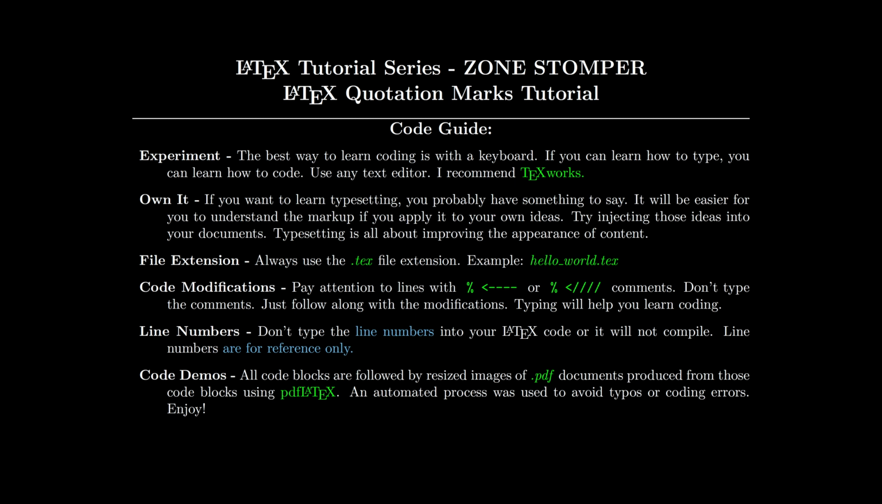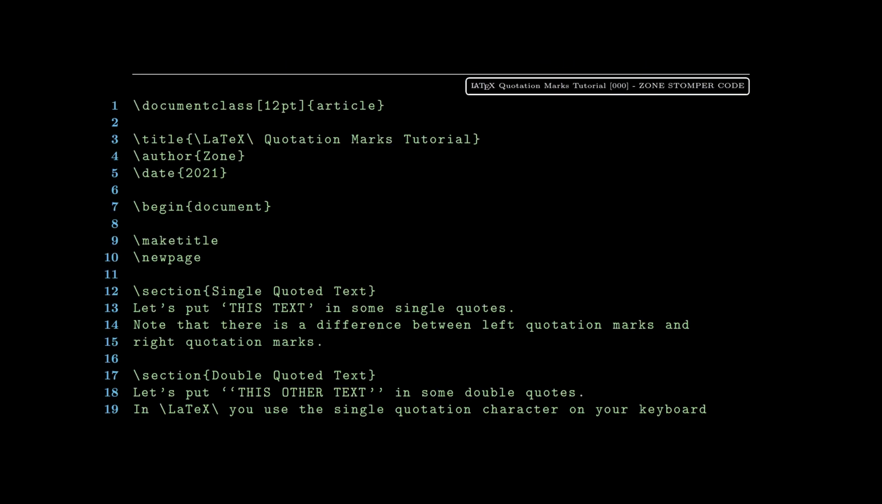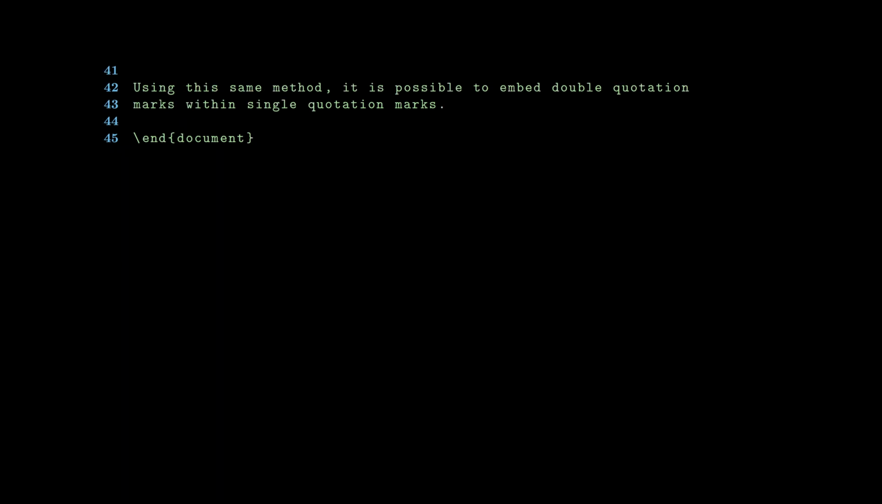The code demos: after each code block, you'll see a PDF image of the document that was produced by that code block. So you shouldn't have any typing errors or anything like that. Everything should work fine. And we'll look at the actual code for that document. Here it is. And now we'll look at the document one more time.